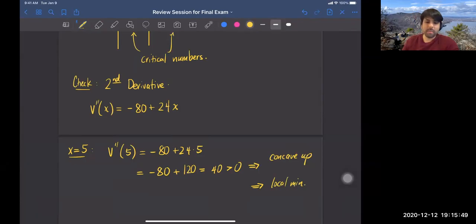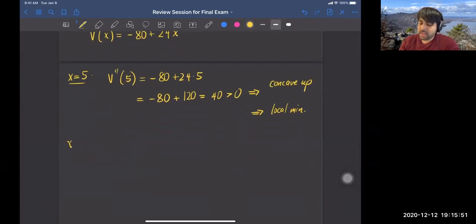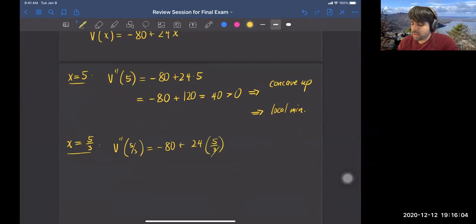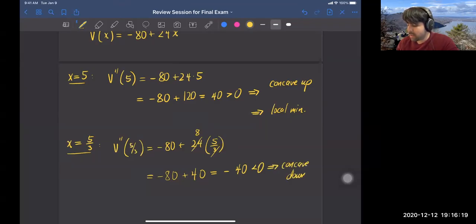But of course, I don't want to minimize it. And this is just to make sure what we're doing is correct. So the second derivative of 5/3 equals negative 80 plus 24 times 5/3. When you do this, you get negative 80 plus 40, and this equals negative 40. Negative 40 is negative, which means that what? Concave down, which means what?